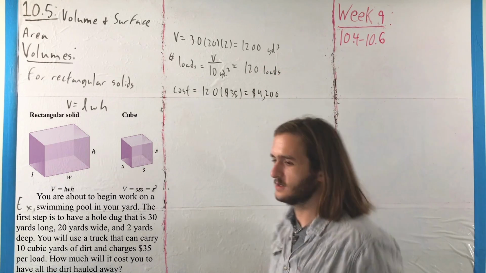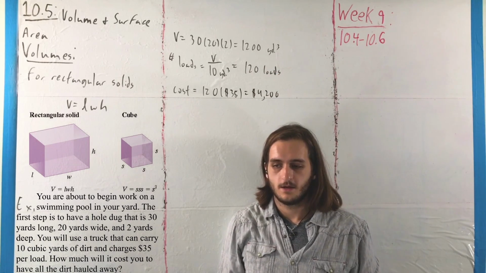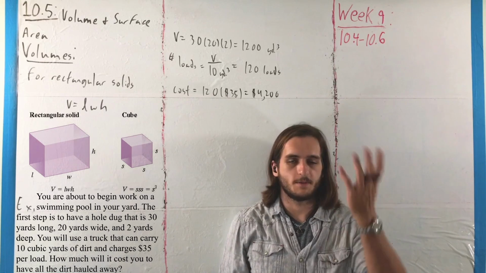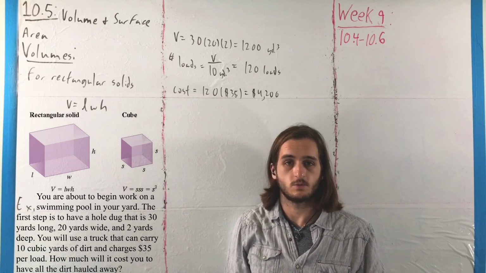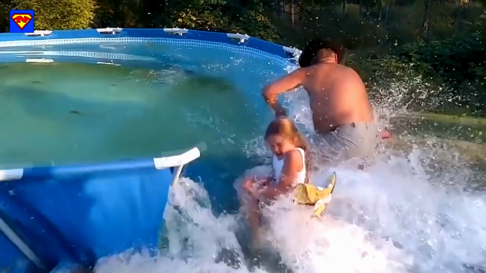Not that cheap to build a below ground pool. So I guess why a lot of people go with the above ground options. It's more cost effective for your swimming needs, but then again you have to worry about flooding.